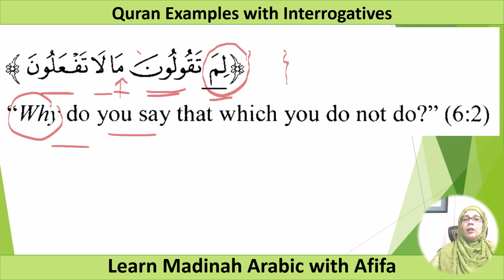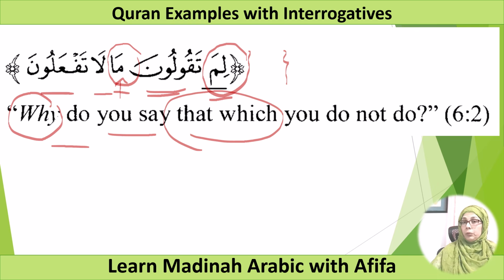Now notice here ma is used. So this ma has another function, which is it can be used to mean that which. So here the ma is not used as the questioning ma that we have been studying. Here it means that which. And la taf'aluna. So la is your negation and taf'aluna is your verb in plural, which means you all do. So the la made it negative to mean you do not do.